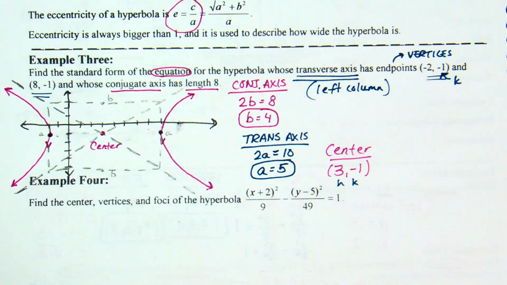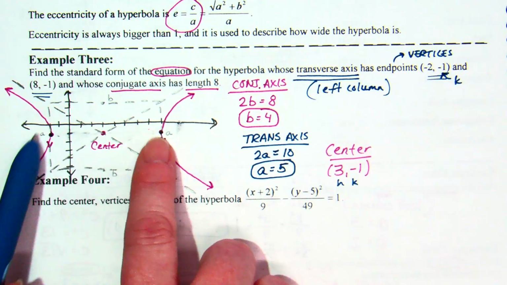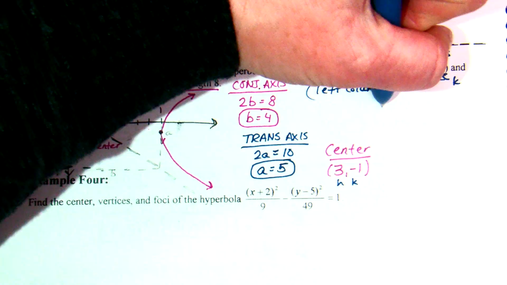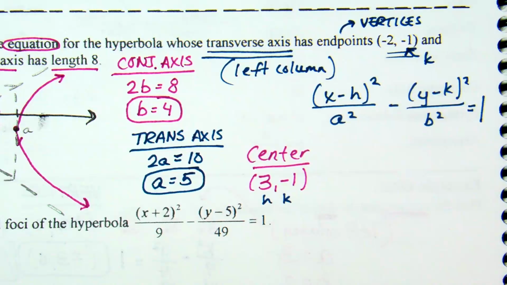Okay, we've got one last thing to do, which was the whole point of this problem, to write the equation. I wanted to practice drawing and see how we could find the center. We said left column, correct? So x minus h squared over a squared minus y minus k squared over b squared equals 1. We have all that information, right?